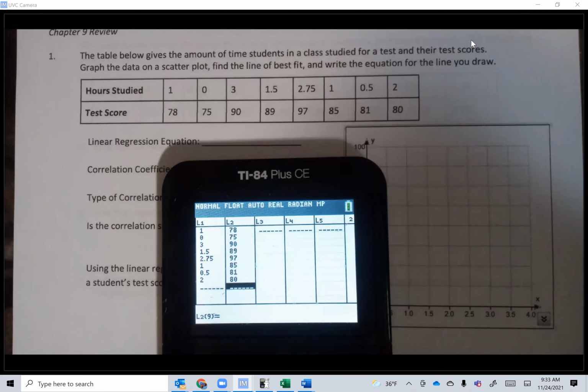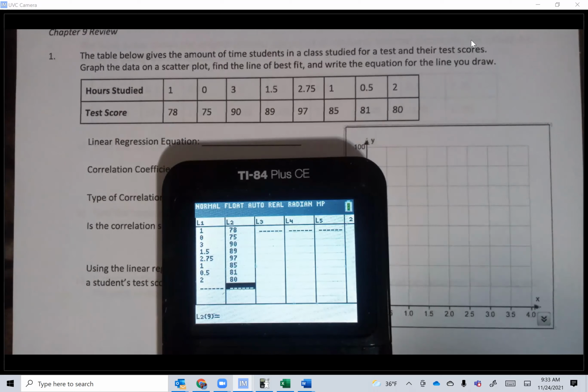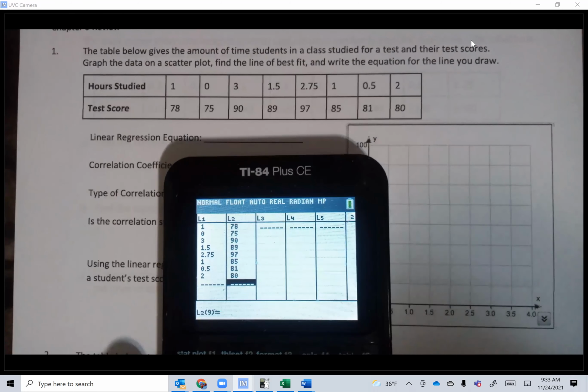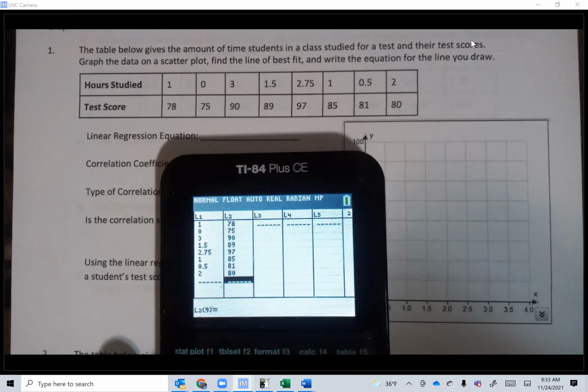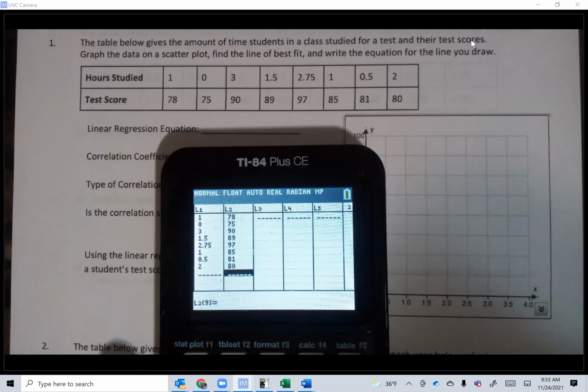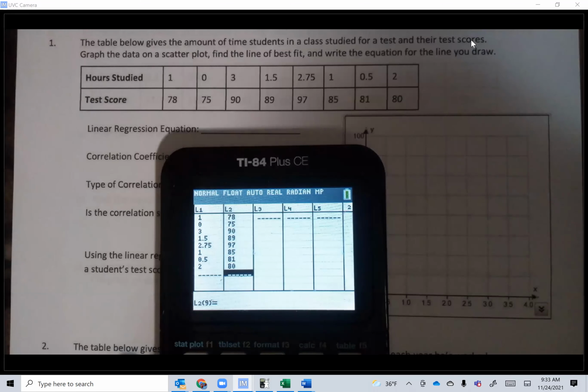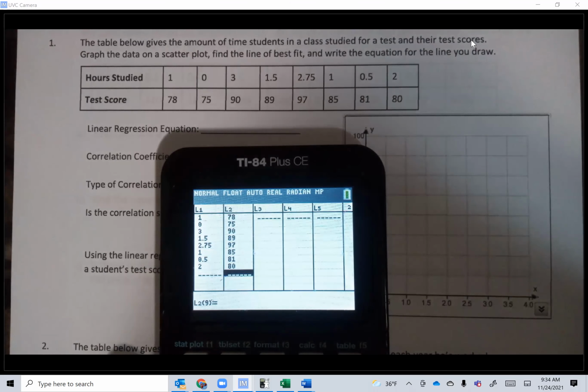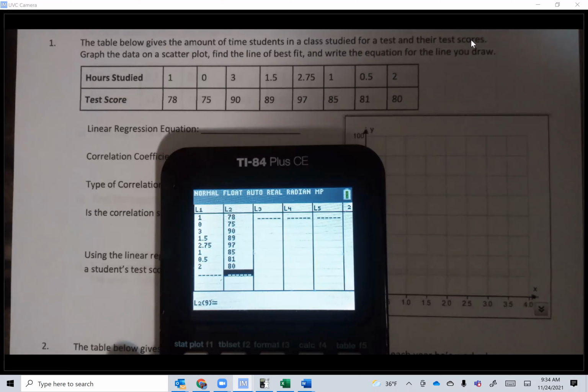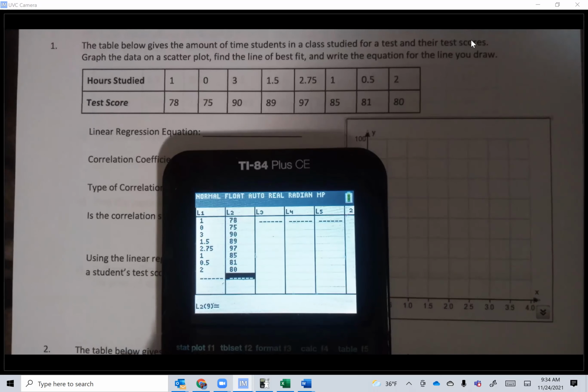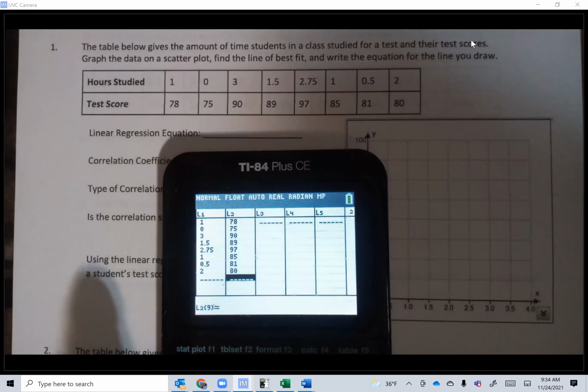Okay. He wants a linear regression equation. He wants a correlation coefficient. Do we still remember, guys, what to do? Please remind me what are the steps in order to get the equation and the sample correlation coefficient. What do we do? Yes?